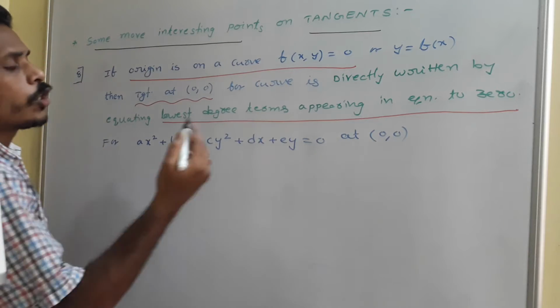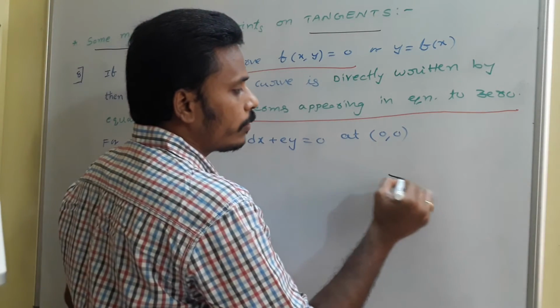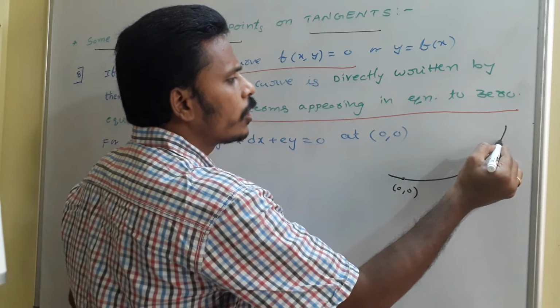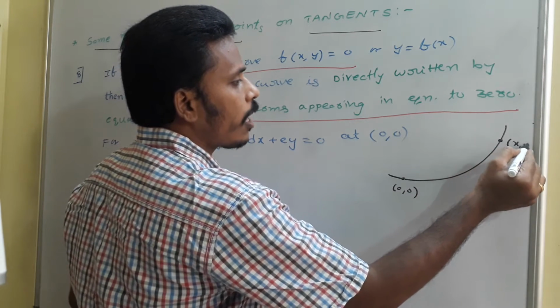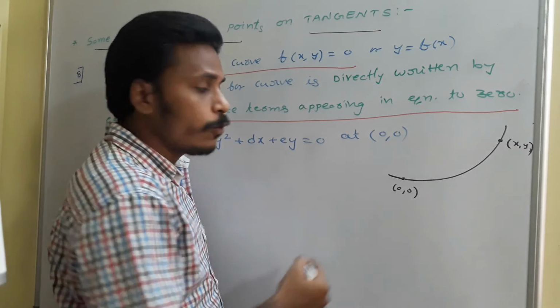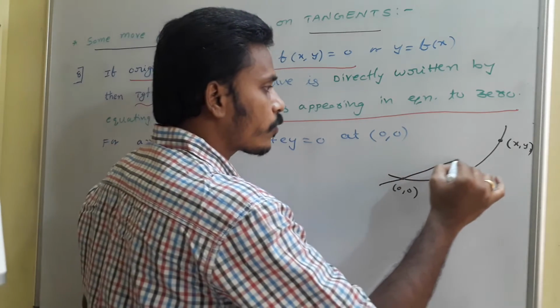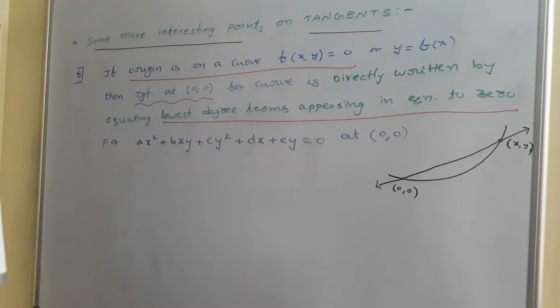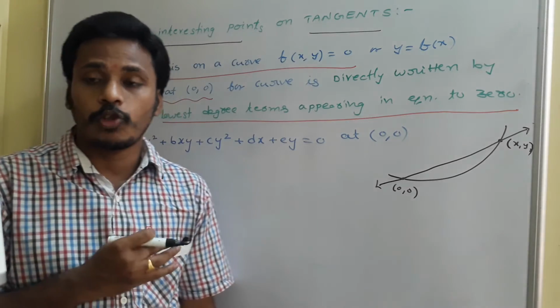You just think about the curve. This is the curve. Somewhere you have origin here, and you take another point, some x1 comma y1 here. When you join this origin and x1 comma y1, that line acts like a secant. As we know, tangent is the limiting position of secant. This is the first definition, the basic definition of the tangent.